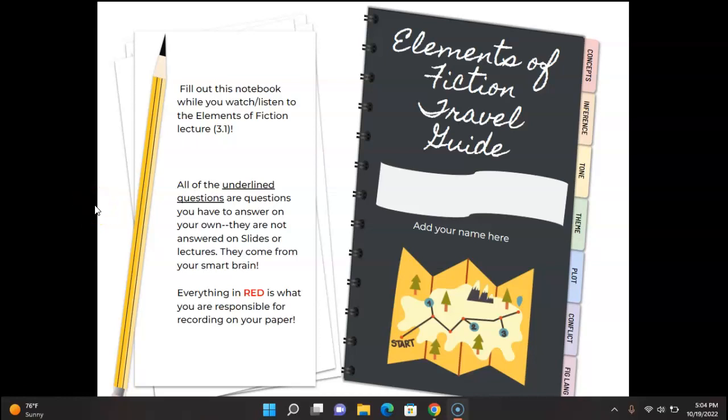If you've made it to this lecture, then that means you are ready to start taking some notes in your Elements of Fiction travel guide, so make sure you have it up in front of you. I will be showing you what you need to write. Those things will be in red, and then those underlined questions will be on your own. We'll talk about that more here in a bit. But make sure your name is on your travel guide, and when you are ready, you can press continue.